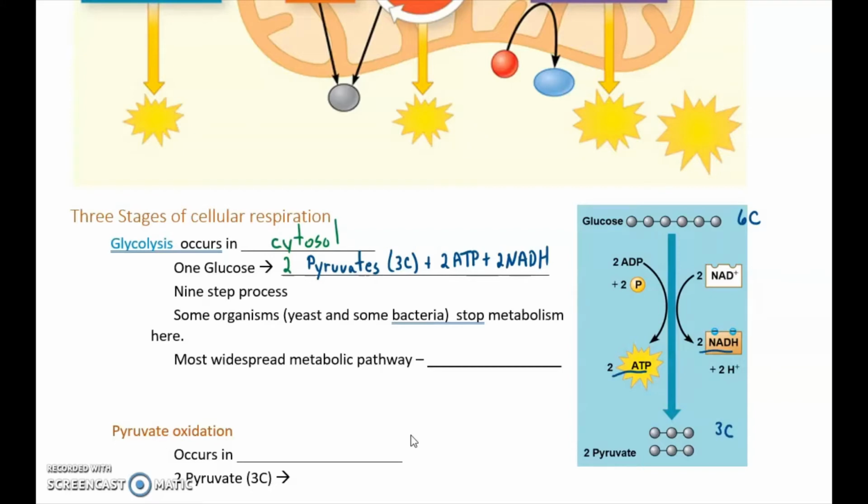This is the most widespread metabolic pathway, and so it's thought that it evolved very early because it is shared by almost every living creature that I can think of. Some organisms, namely yeast and bacteria, stop their metabolism here. They make the 2 ATPs and then they're done. So let's go and fill this in on our big chart at the top.